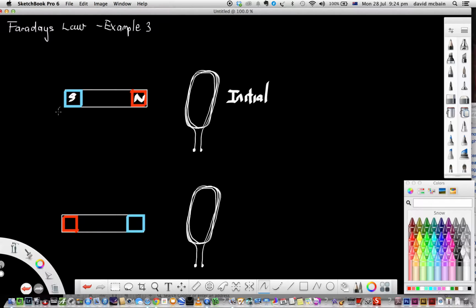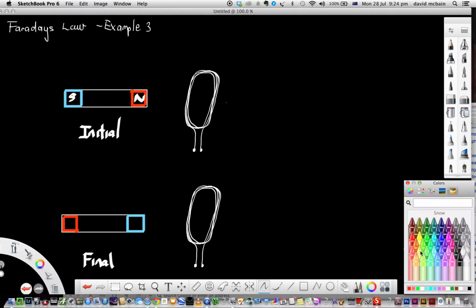What's happened is the magnet has flipped. The coil hasn't moved. The magnet has spun over. So this is the final situation here. Okay, so the question is, what is the average EMF generated across the ends of this coil if we spin this magnet around 180 degrees?